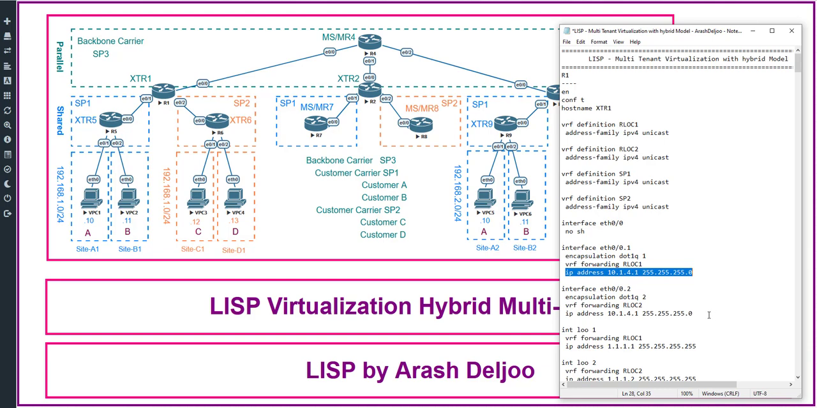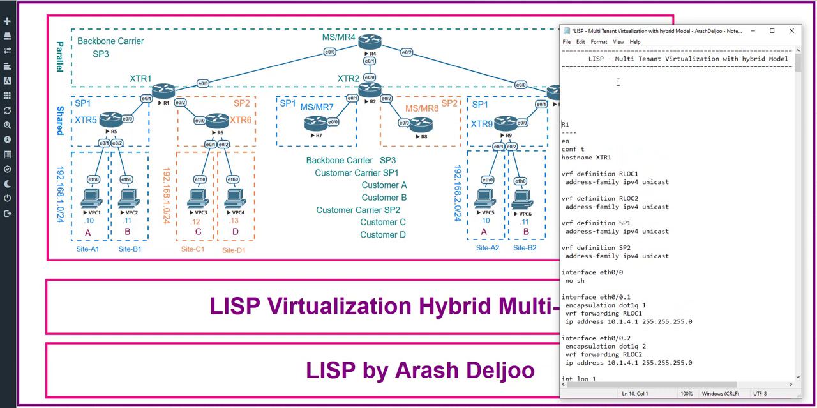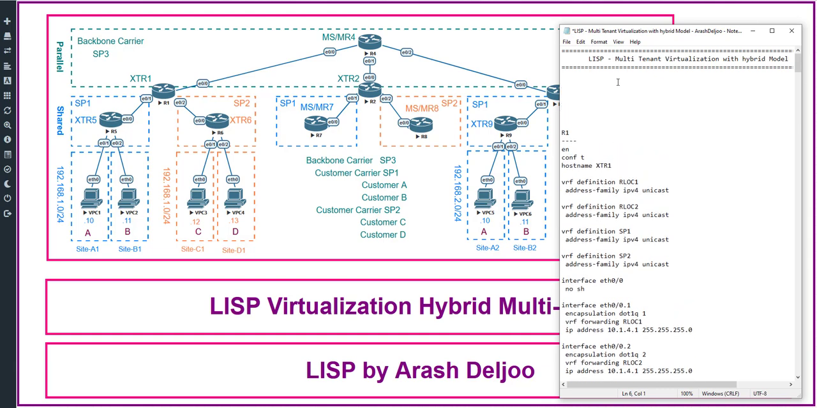Also, here I configured interface ETH0/0.2, encapsulation dot1q 2, vrf forwarding RLOOK2, and then ip address 10.1.41.1, 255.255.255.0. If you want to understand the process, you can use this algorithm. Look at here, it is so easy.